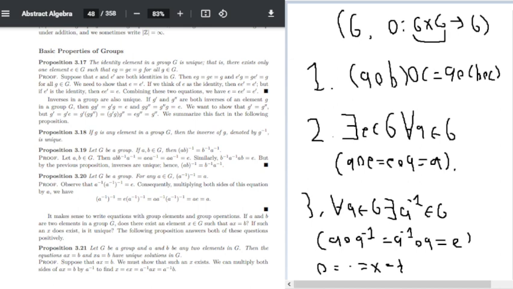If g' and g'' are both inverses of an element g in a group G, then gg' = g'g = e, and gg'' = g''g = e. We want to show that g' = g'', but g' = g'e = g'gg'' = g'gg'' = eg'' = g''. We summarize this fact in the following proposition.